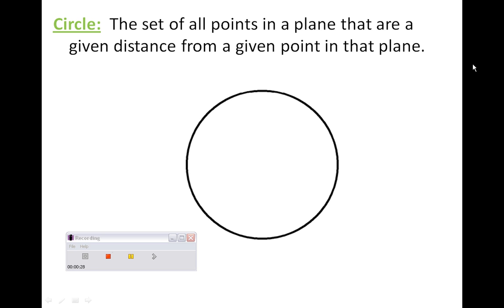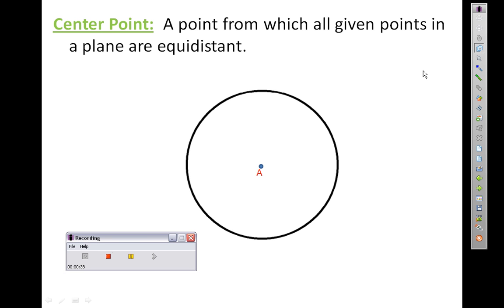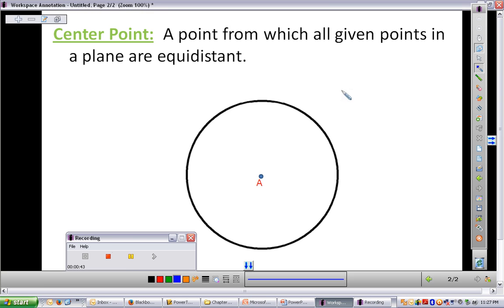So first, here's a couple of definitions. A circle is the set of all points in a plane that are a given distance from a given point in that plane. Nothing too big there. The given point in that plane is the center. So the center point of this circle is A. We will also name circles off their centers, so I would name this circle A, again based off the center point.